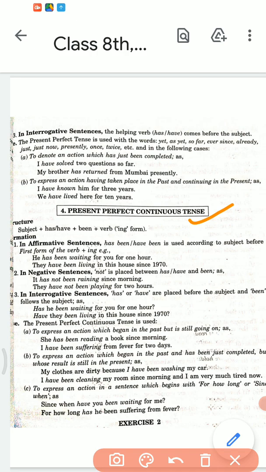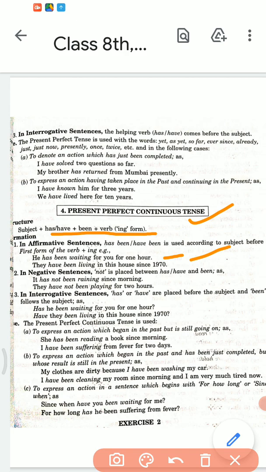Here the structure is given: has or have plus been plus the ing form. In affirmative sentences, has been or have been is used according to the subject before the first form of the verb plus ing. For example, he has been waiting for you for 1 hour. You have to mention the time also at the end of the sentence, like for 1 hour, since 1970, etc. They have been living in this house since 1970.